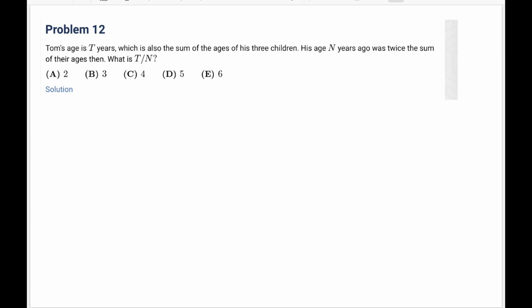Problem number 12. Thomas' age is t years, which is also the sum of the ages of his 3 children. His age n years ago was twice the sum of their ages then. What is t over n?